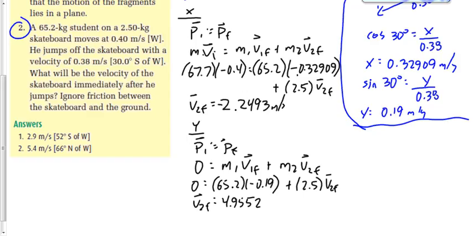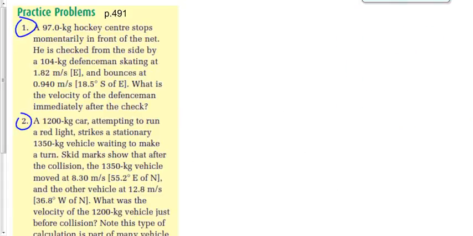So what do we do now? Physics 20, that's what we do now. We say negative 2.2493 to the left and 4.9552 upwards. We find the speed by using the Pythagorean theorem, and we find theta by using the inverse tan function of 4/2. All right, let's have a look at question number 1 from page 491 now.